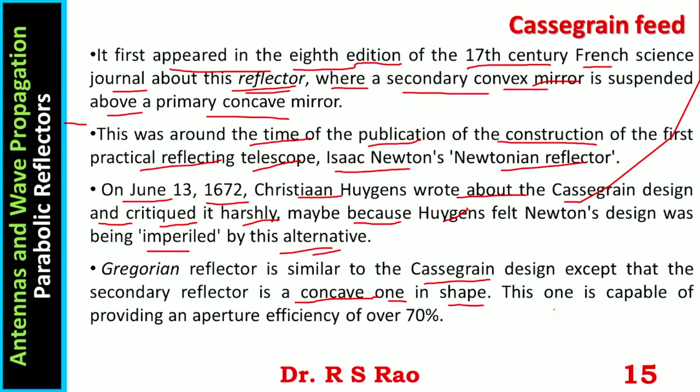The Gregorian reflector is similar to the Cassegrain design except that the secondary reflector is concave in shape. This one is capable of providing an aperture efficiency of over 70%.